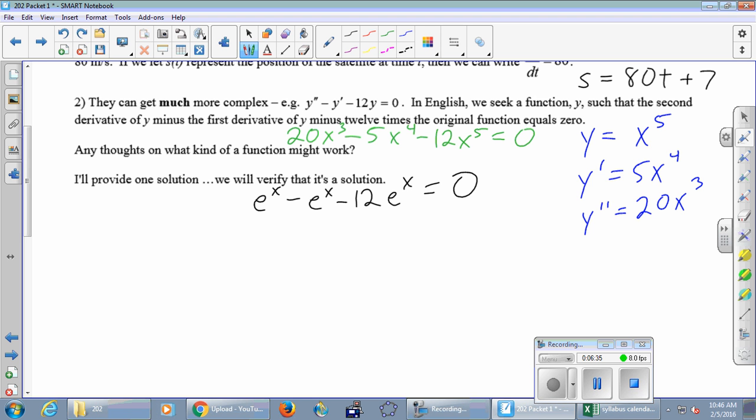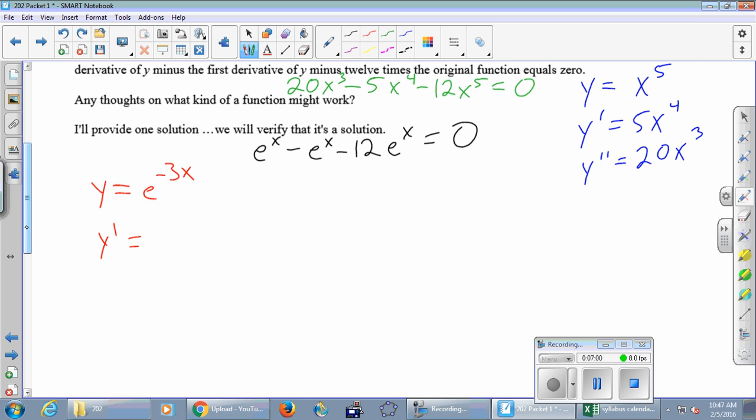So I will provide you one solution. It looks an awful lot like e to the x. The one that I will provide is e to the negative 3x. Let's try this. So I'm pulling that out of a hat. I hope I'm correctly pulling it out of the hat, but we're going to find out. And we're going to take a couple of derivatives. What's the first derivative? Negative 3 e to the negative 3x. Second derivative, 9 e to the negative 3x.